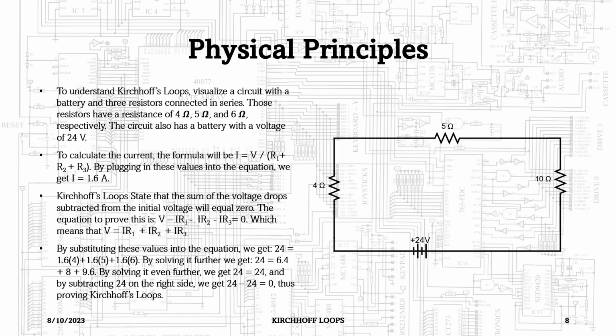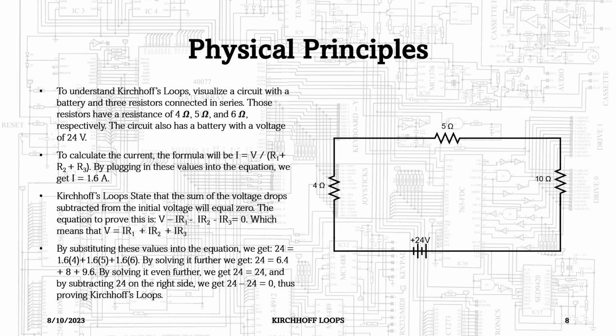To understand Kirchhoff's loops, let's do an exercise. Let's visualize a circuit with a power source of 24 volts and 3 resistors of 4, 5, and 6 ohms, respectively, connected in series. To find the current in the circuit, our equation will be I equals V divided by the sum of R1, R2, and R3. By plugging our given values into this equation, we get a current of 1.6 amperes.